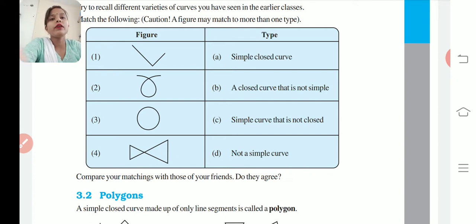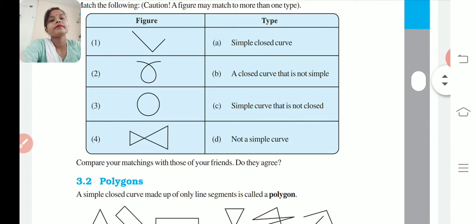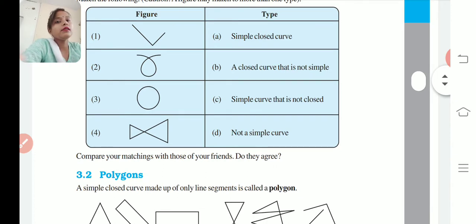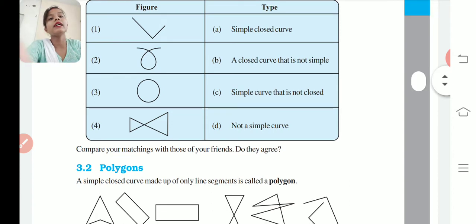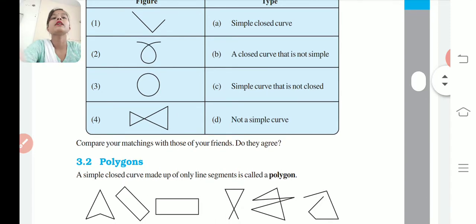So now see the first figure. Which type of curve is it? The first one is given as a simple closed curve, not an open curve. The second is a closed curve that is not a simple curve. Yes, part C will be correct. It is a simple curve which is not closed.